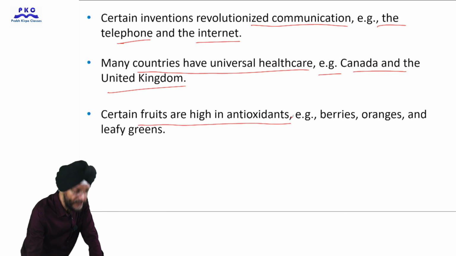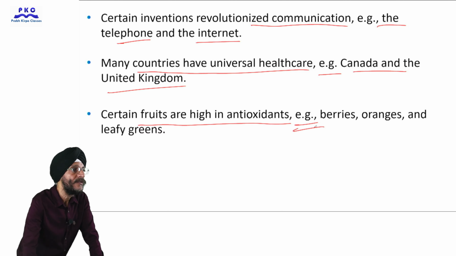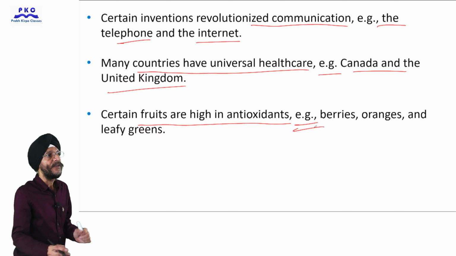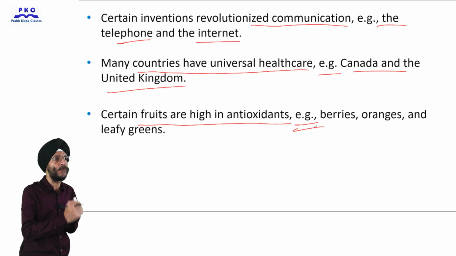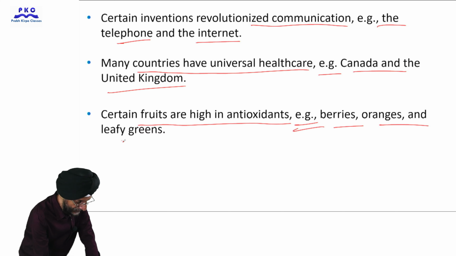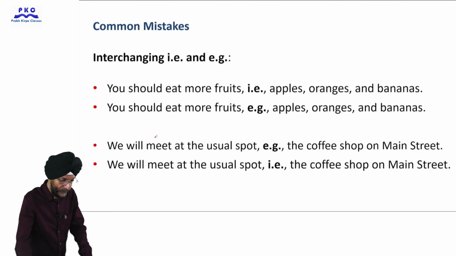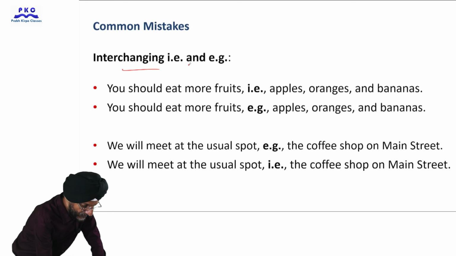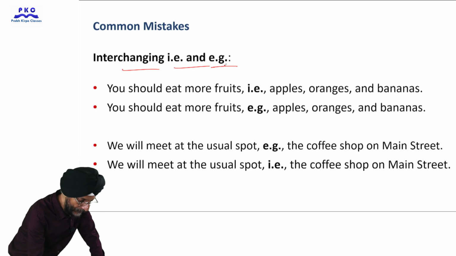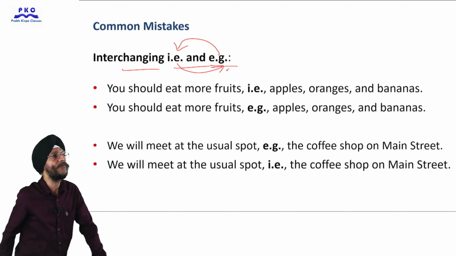Certain fruits are high in antioxidants. Here we are using the word EG. Here we are giving the examples of those fruits which are high in antioxidants: berries, oranges and leafy greens. Common mistakes, interchanging IE and EG. That is, sometimes we make use of EG in place of IE, and in other cases we make use of IE in place of EG. It is wrong.